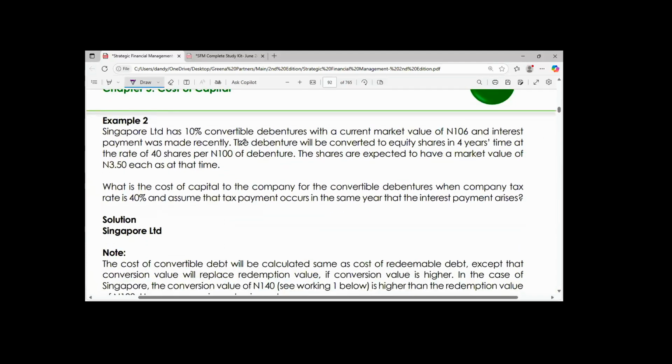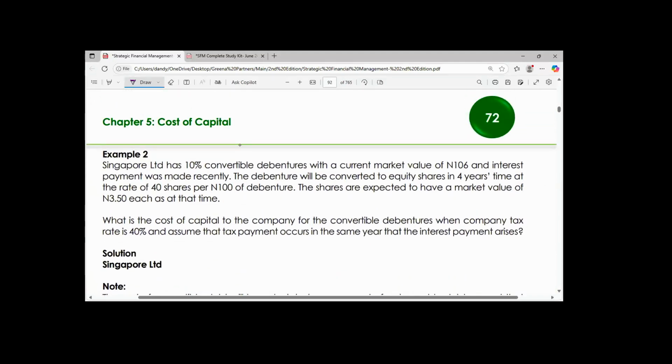All right, so let's have one more. Let's solve this example number 2 here. You have the same question in your material. So somebody should help us.